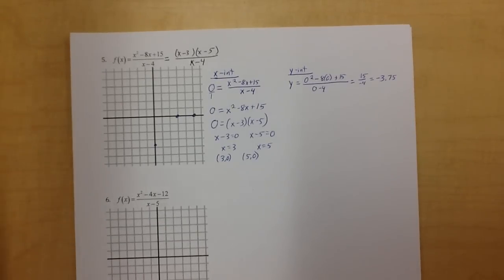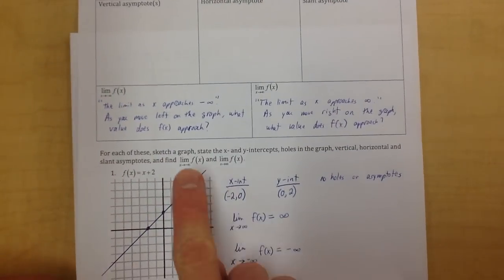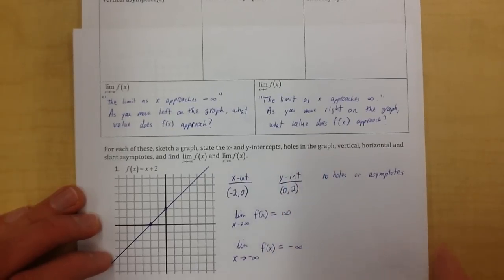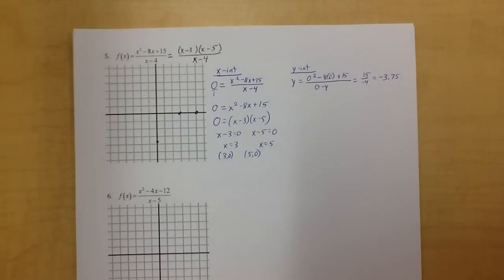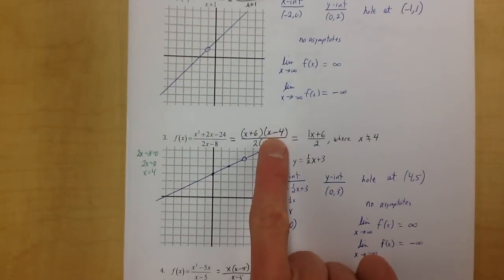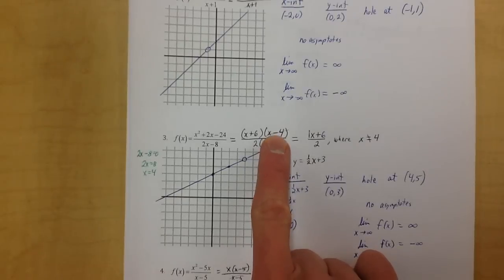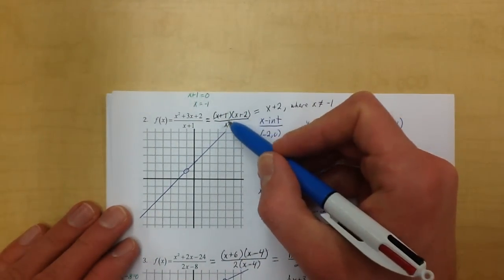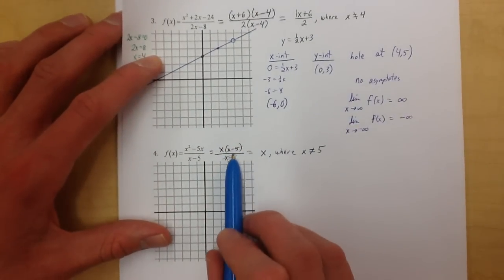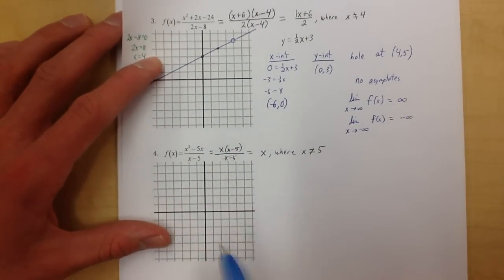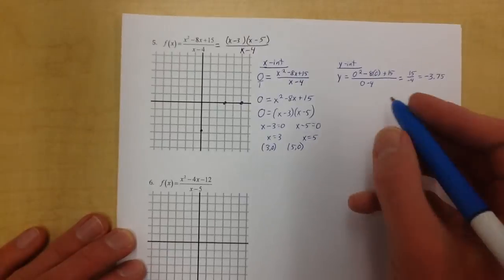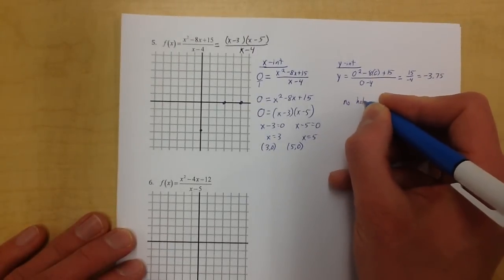So far, we have sketched the graph and stated the x and y intercepts. Are there any holes in the graph? No, and here's why not. There was a hole in the graph where this got marked out. I'm looking at number 3. There was a hole in the graph where this got marked out. I'm looking at number 2. There's going to be a hole in the graph here on number 4 at 5 comma something. Nothing here canceled. There are no holes in the graph.